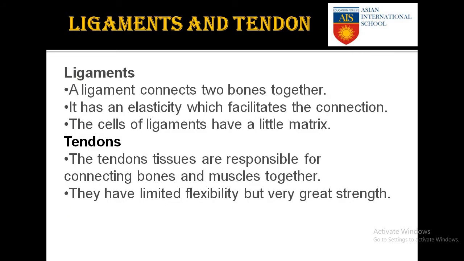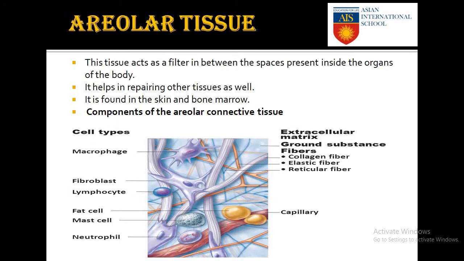Now ligaments and tendons. Ligament connects two bones together and it has an elasticity which facilitates the connection. Now you must have seen that a footballer's ligament has torn, or somebody's ligament has suddenly torn. Why? Because it is elastic in nature. That is why it gets torn. Ligament connects bone to bone and has a little matrix, whereas tendon is responsible for connecting bones and muscles together. It has limited flexibility. It is not so flexible but provides very great strength.